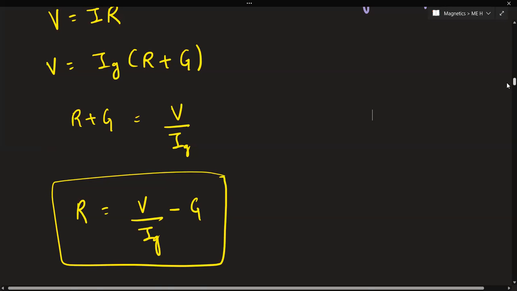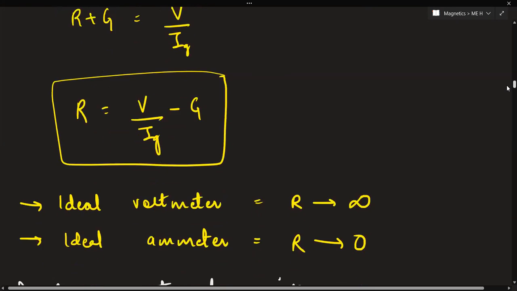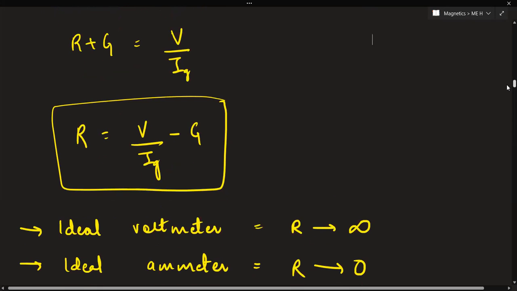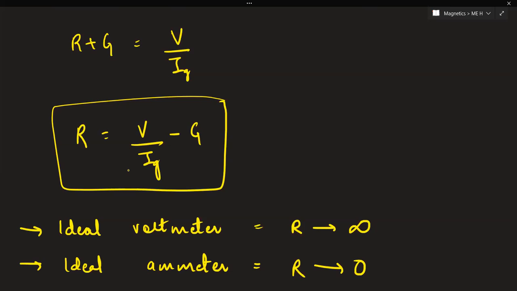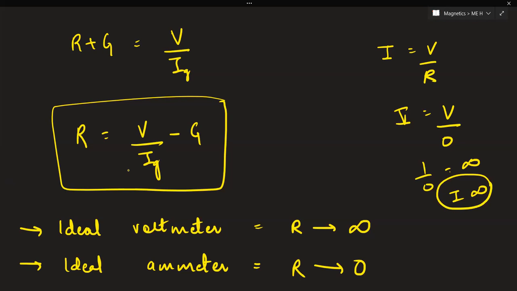Before you note it down, just one more thing. Always remember this fact that if you have an ideal voltmeter, its resistance value is infinite. For an ideal ammeter, your resistance is zero. Because obviously, I is equal to V divided by R. If R is zero, then I will be equal to V by 0, and 1 by 0 is infinity. So current will be infinity. It means we will get such a huge amount of current. Ideally, definitely it's not possible.